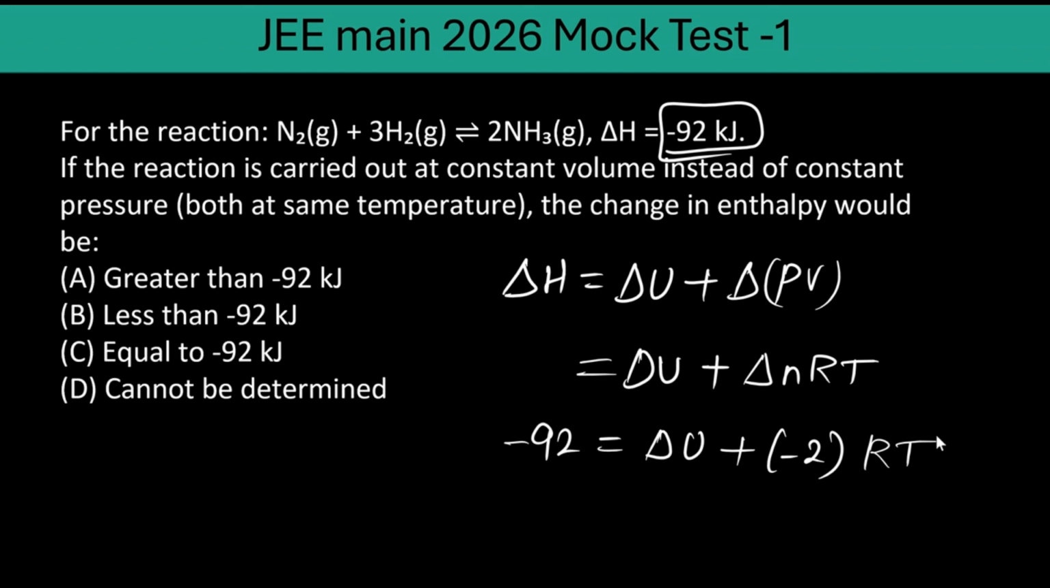So from here what we can observe is delta H is a state function. It does not depend on the path which it is taking. It only depends on the initial and the final states. So whether carried out at a constant volume or constant pressure, if the initial and final temperatures are the same, then delta H remains the same. Right? Why did I explain this formula? Because if they ask you to find the delta U value also, you can find it using this type of question. But the answer to this question is equal to minus 92.